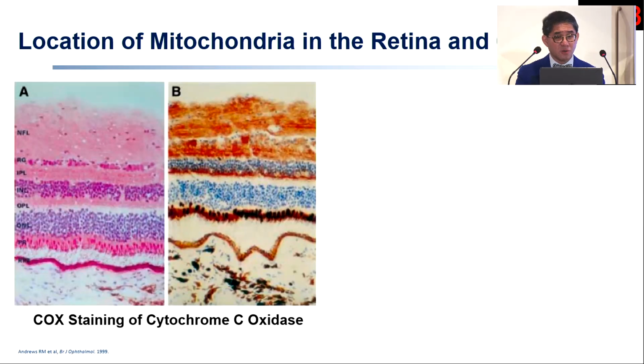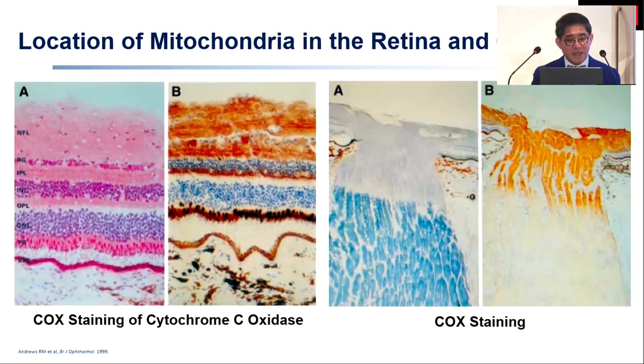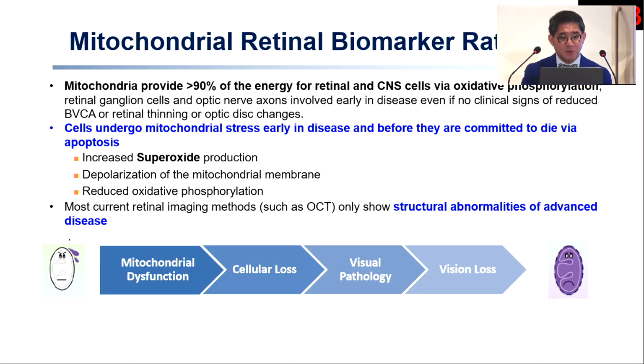Where is the mitochondria in the eye? They actually lie in different parts. On the left-hand side, you would see the presence of mitochondria in the retina, and on panel B, that's where the stain using cytochrome C oxidase. On this panel on the right-hand side, between non-stain and stain, you can also see the presence of mitochondria in the optic nerve as well. So we know they are in different parts of the eye.